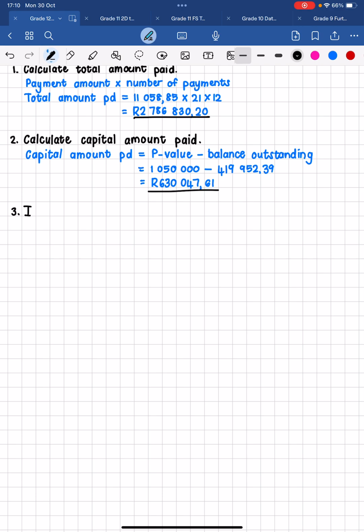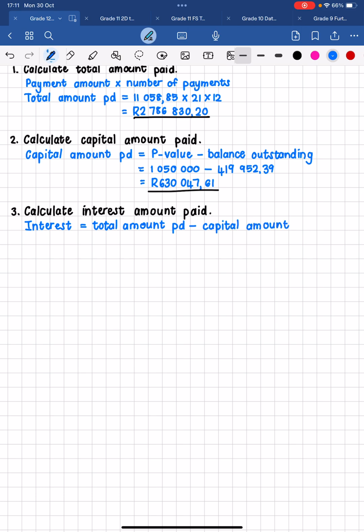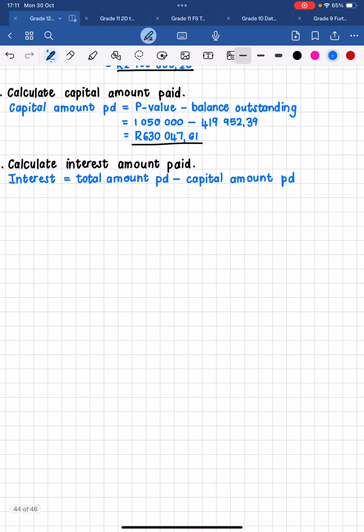All right, so number 3, calculate interest amount paid. And that formula, so I'm going to write here, interest equals total amount paid minus capital amount paid. So if you haven't already calculated these values in previous questions, unfortunately you do have to go through all of these steps to actually get to your answer.